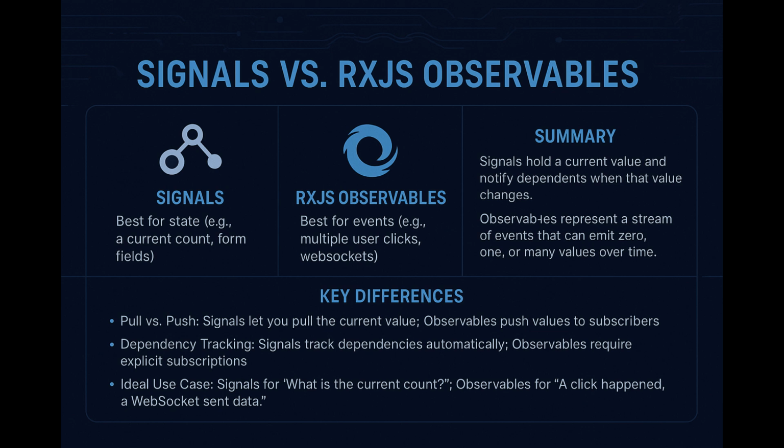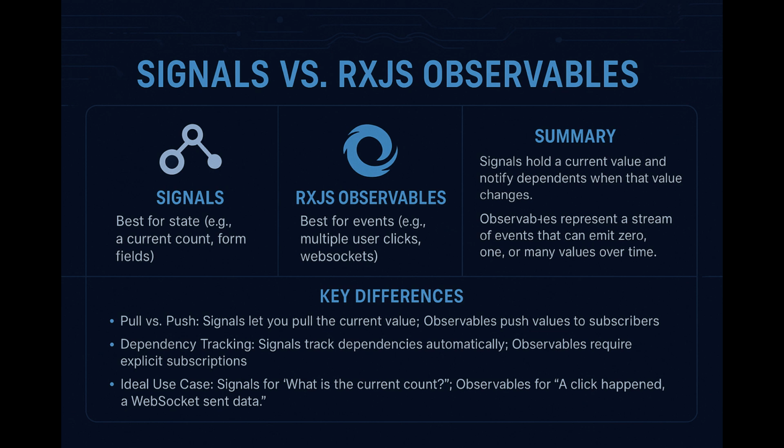The main difference is in their focus. Signals are really about state. They hold a current value, and when that value changes, they notify their dependents. It's a pull-based model, so you can ask a signal for its current value whenever you want, and the dependency tracking is automatic.